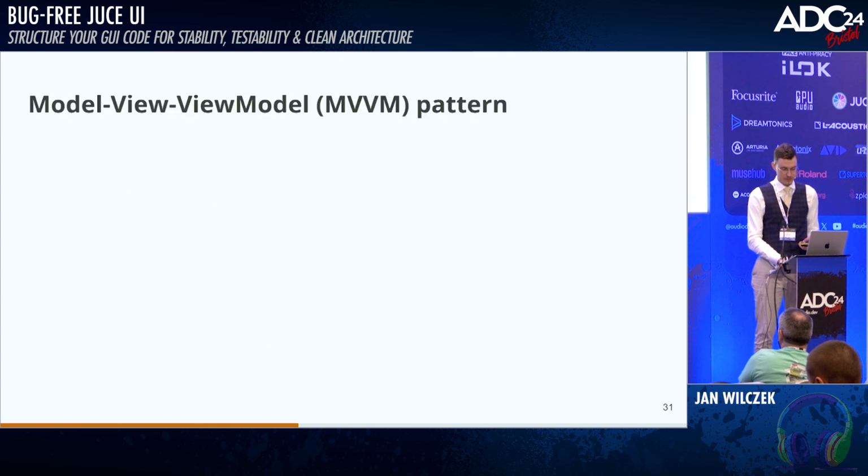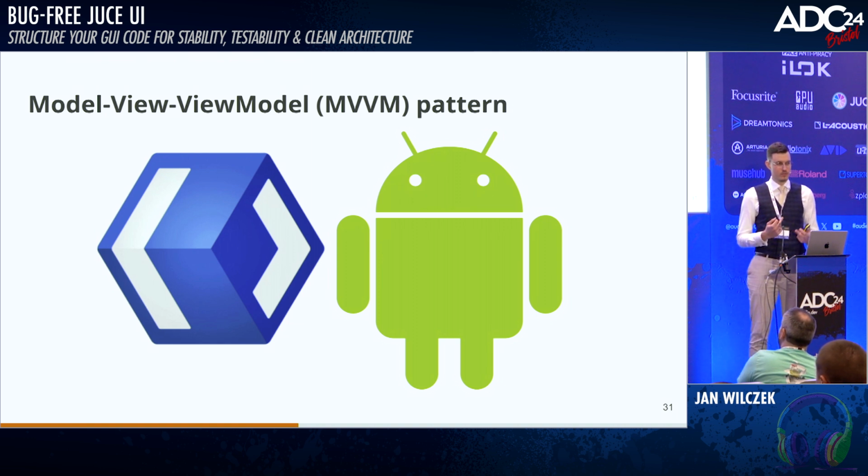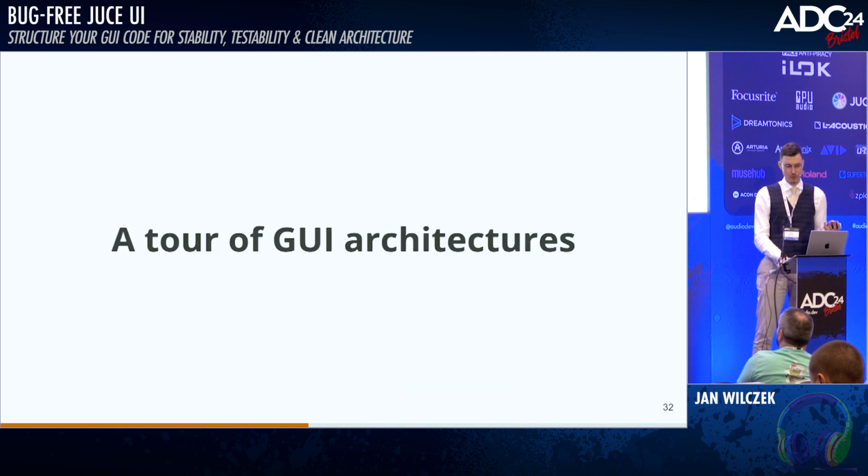And it turns out that a number of frameworks already solve the GUI problem. The solution is the Model-View-ViewModel, MVVM, pattern, which has been used with much success in Windows Presentation Foundation, WinUI, Android, and probably a dozen other frameworks. To understand how it helps us solve the testability problem, let me show you a tour of GUI architectures so that we can understand where MVVM positions itself.